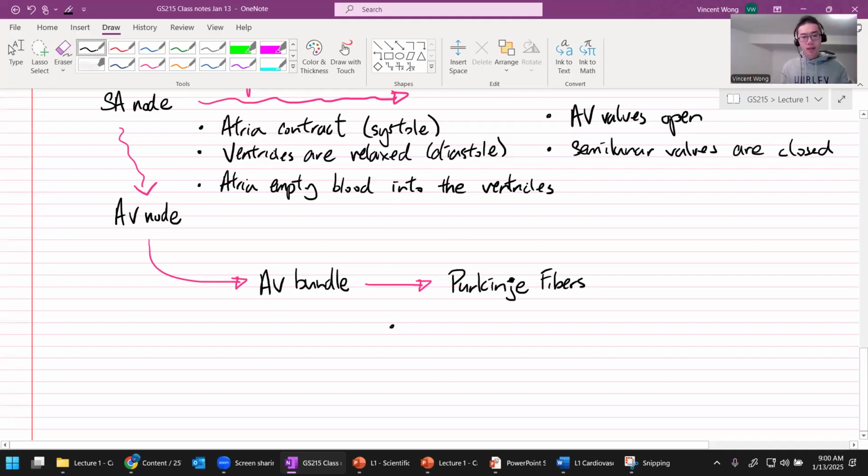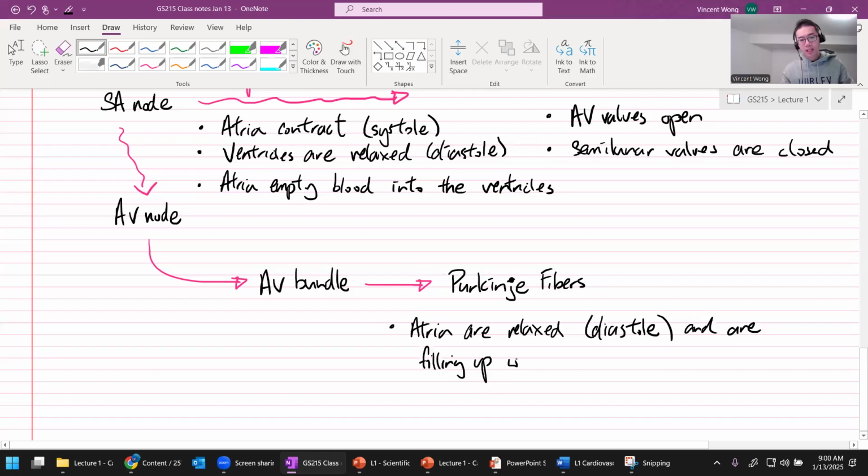So this is where the atria will relax. Okay, they are relaxed. They no longer have the impulse. They finish their squeeze now. It's time to relax. So that's diastole. And they are filling up with blood. Remember, anytime it's relaxed, it's going to be filling up with blood.